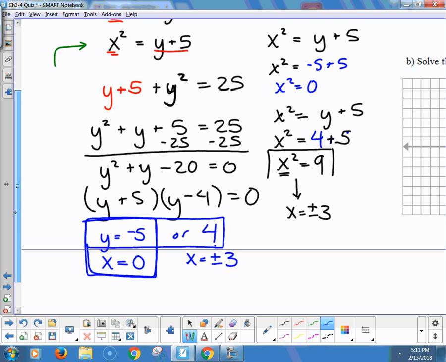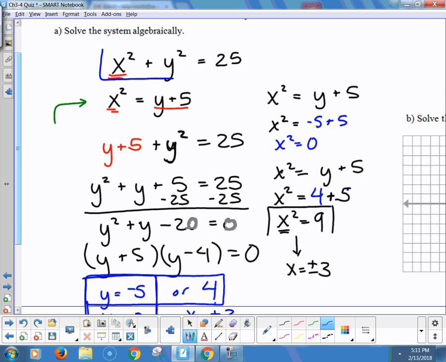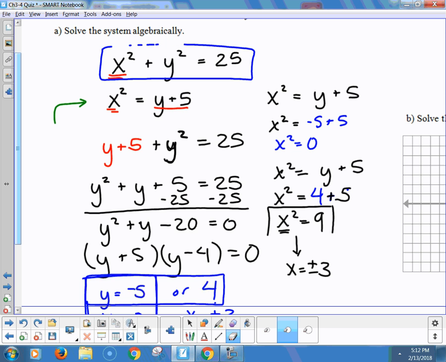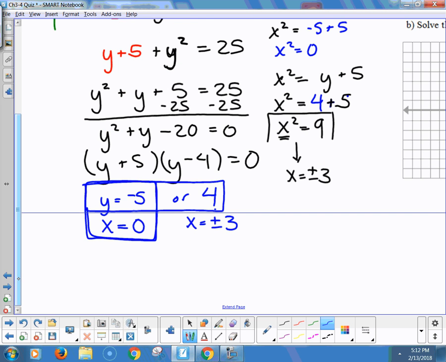So just in case you wanted to check these values, they all work in this equation. If you plug in 0 for x and negative 5 for y, you're going to get 25. It doesn't matter whether you plug in a positive or a negative 3 for x and a 4 for y. When you square it, you're going to get 9 plus 16. So everything works out. We have three solutions. One of them is 0, negative 5. The other is positive 3, 4. And the other is negative 3, 4. So those are the three solutions.